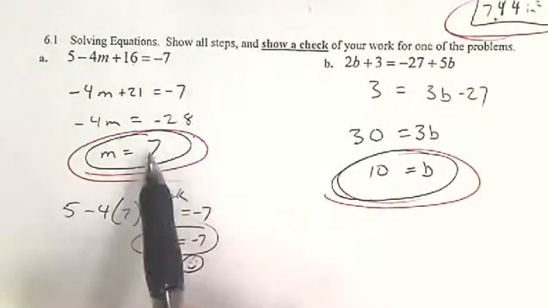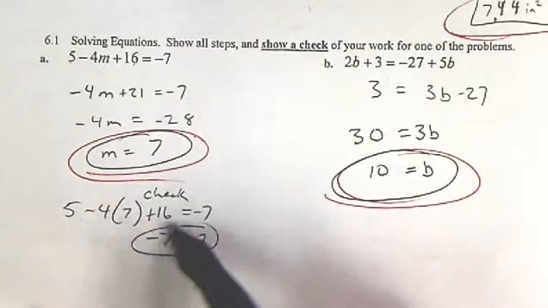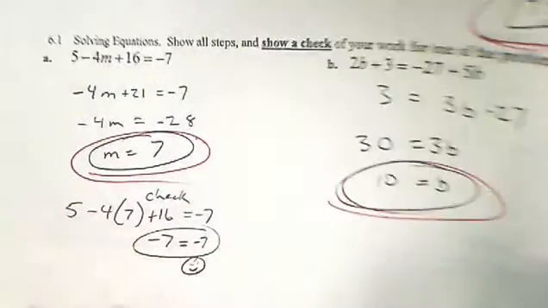And the check is just plugging in 7 in for the m. And then solve it out and see if it equals. If it equals, then you did it right.